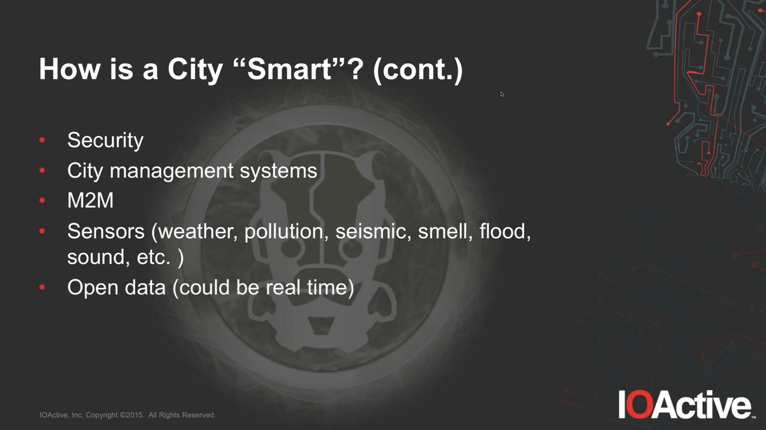Then with all this, we have open data, which is basically the government opening up the data they get from their systems, and from the citizens, and sharing it with the public. Sometimes this is real-time data, sometimes it's data that is delayed by a few minutes, by a few hours, or by a few days. It depends. But the important part is that data that is being collected by the government is being shared with everyone.